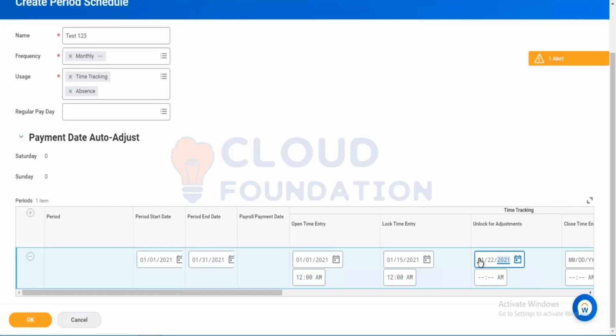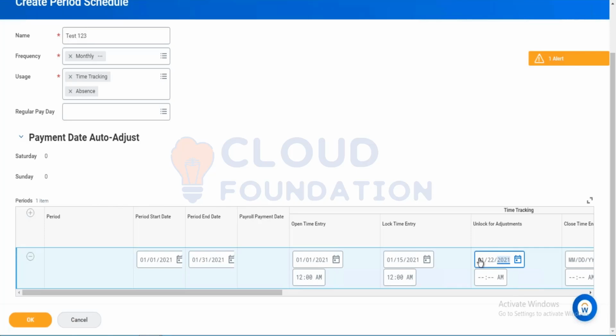In time tracking, most of the time, as in absence, the highest authority is the absence administrator. In time tracking, the highest authority is the time tracking administrator. They are user group security groups. Now let's take an example. After that unlock for adjustment, there might be a scenario where miscellaneous things happen.